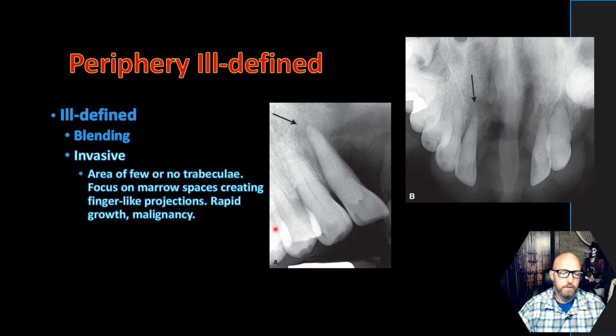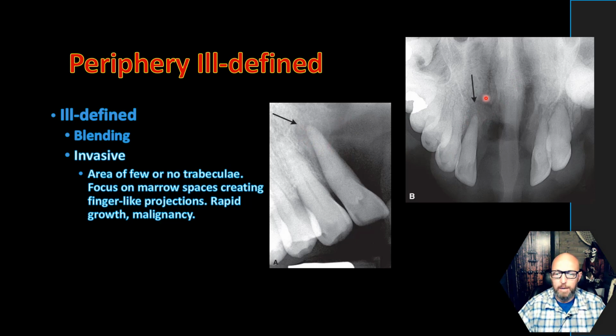Just some more examples. Invasive might be another term you use when it's really invading into different structures. This one I might describe as ill-defined and invasive. You could also describe it as blending, so there's no black and white between when you use one term or the other. But invasive is when I think of it really invading into the marrow spaces, invading into the bone, invading into certain structures like PDL space. Malignancies love to do that.